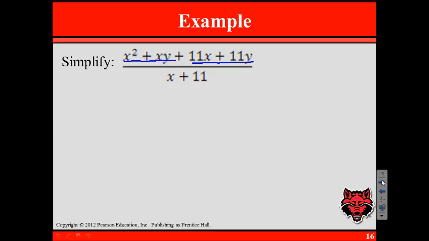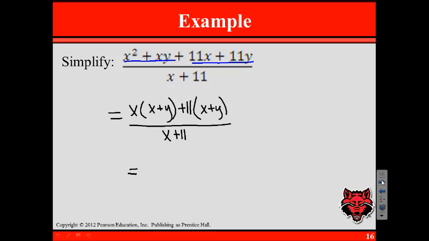So when we look at the first group, x squared and xy have an x in common. So we factor the x, and that leaves us with x plus y. In the second group, 11x and 11y have an 11 in common. Once we factor out the 11, we are left with x plus y. To get our third greatest common factor and finish the factoring by grouping, we look at the binomial that each term has in common in the numerator. So we factor that binomial to the outside. That gives us x plus y times the resulting polynomial is x plus 11, all over x plus 11.